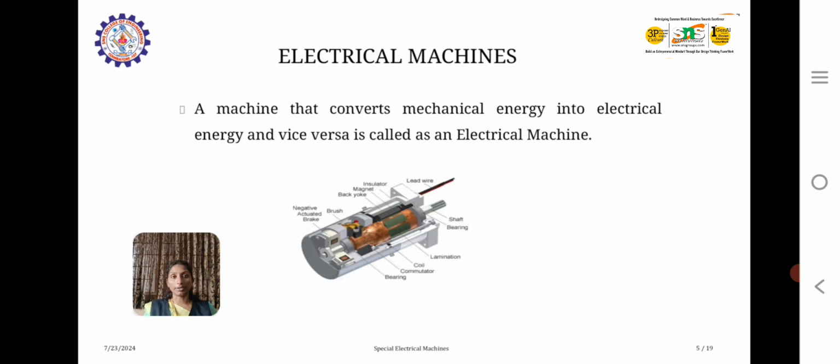Coming to electrical machines, we all know the definition: a machine that converts mechanical energy into electrical energy or vice versa. Either the electrical energy is converted into mechanical energy, we call it an electrical machine. This is a picture of the internal structure of an electrical machine, which consists of stator, rotor, brushes, commutators and windings.